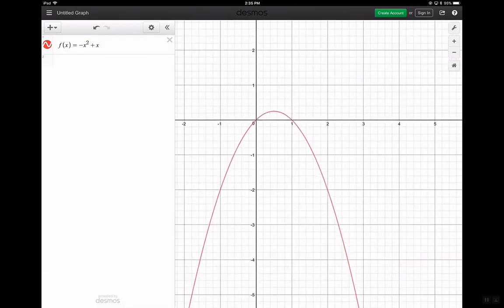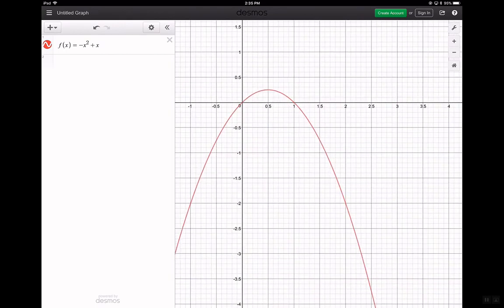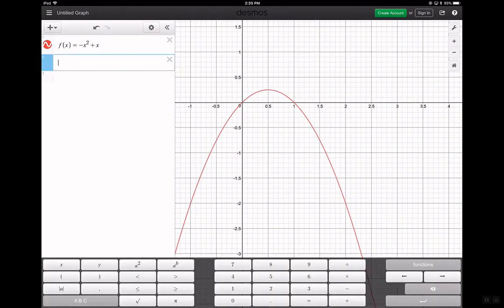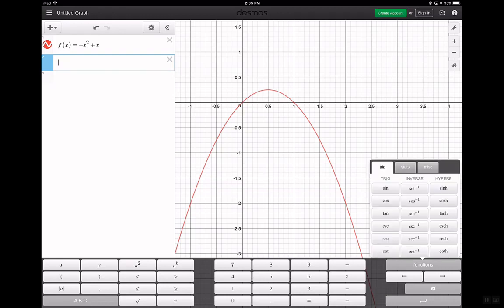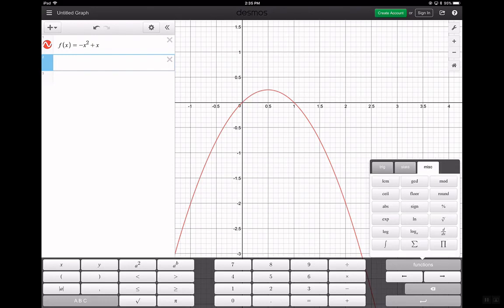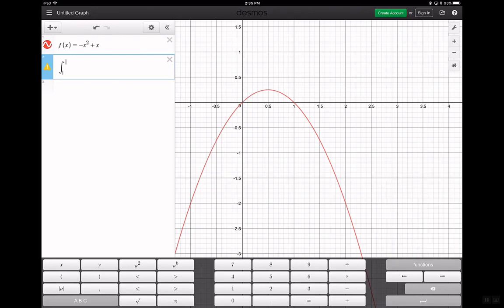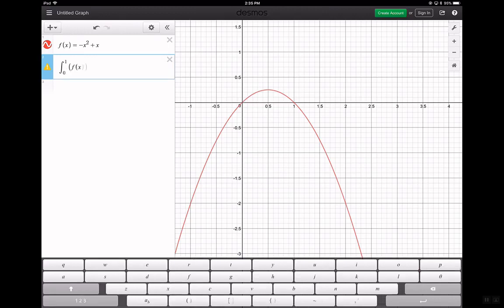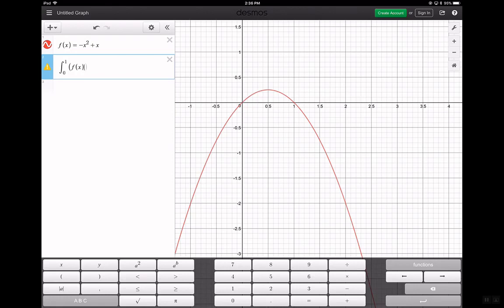We can zoom in and you can see what that kind of looks like. Now, I'm going to go ahead and I'm going to take my antiderivative, which is here. So I'm going from 0 to 1, and then I've defined it to be f of x, so I'm going to go parentheses, f of x, close parentheses, and I'm going to square that.